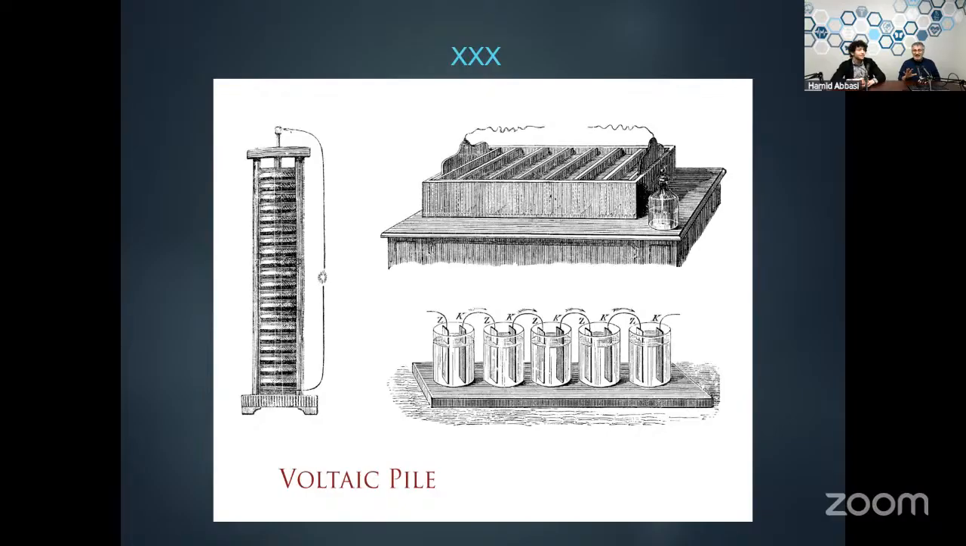But depending on how big these plates were, you had more current, more ampere. Depending on how many you stacked, you would have more voltage, or push of the electrons. So they could now reliably produce batteries. So what did they do with those batteries?